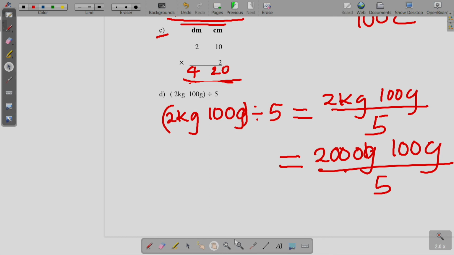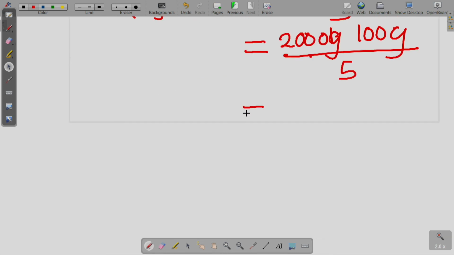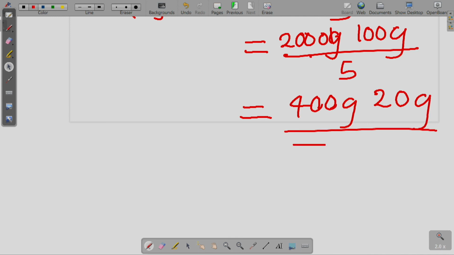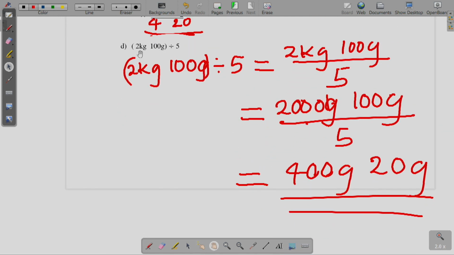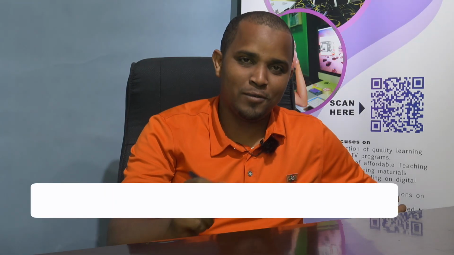So if you divide by 5, 2000 by 5, we'll get 400 gram, and also 100 gram divided by 5 will get 20 gram. So this one will be the answer. So if you divide 2 kilogram and 100 gram by 5, the answer will be equal to 400 gram and 20 gram. So for today we'll end up here.